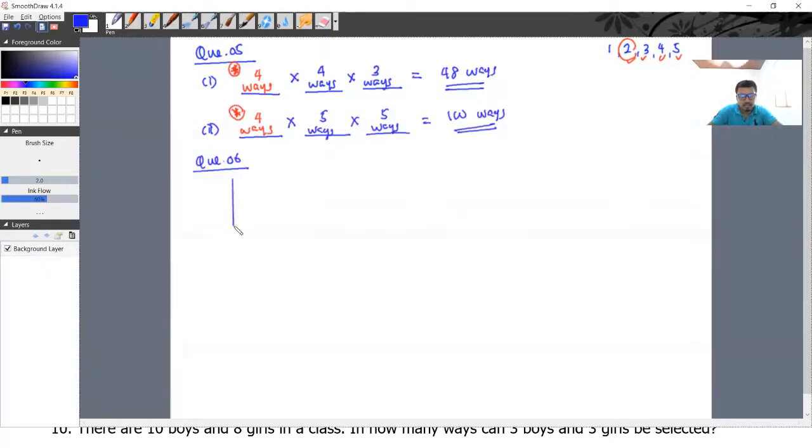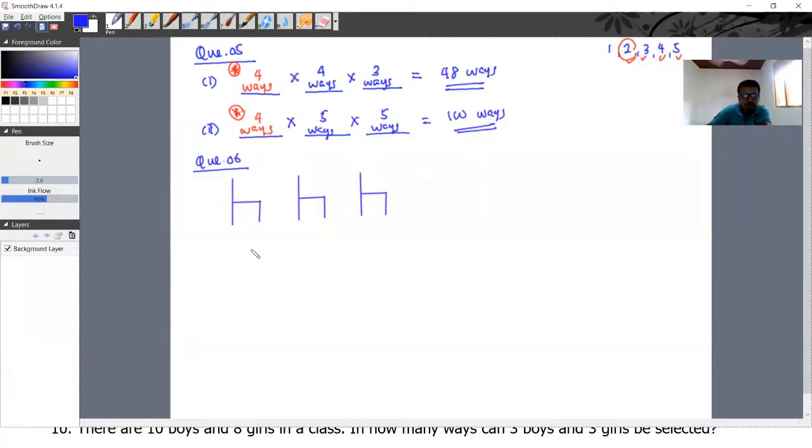How many chairs are there? There are 3 chairs in a row. It should be something like this. Simple. These are chairs. So these are the 3 chairs which are in a row.